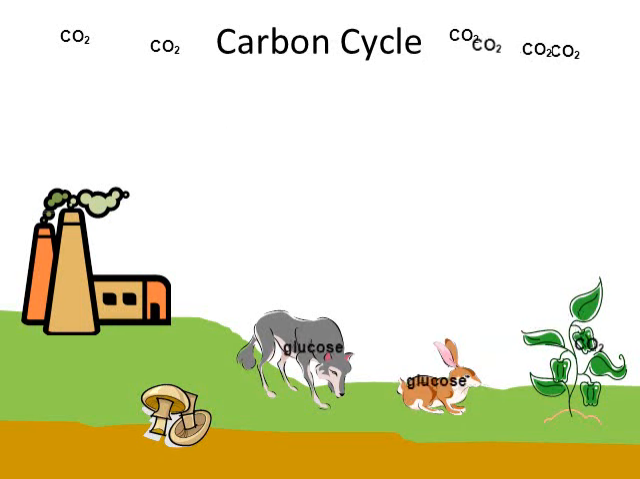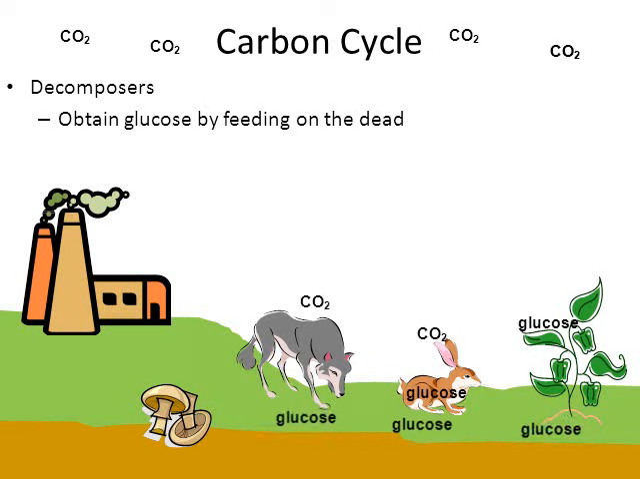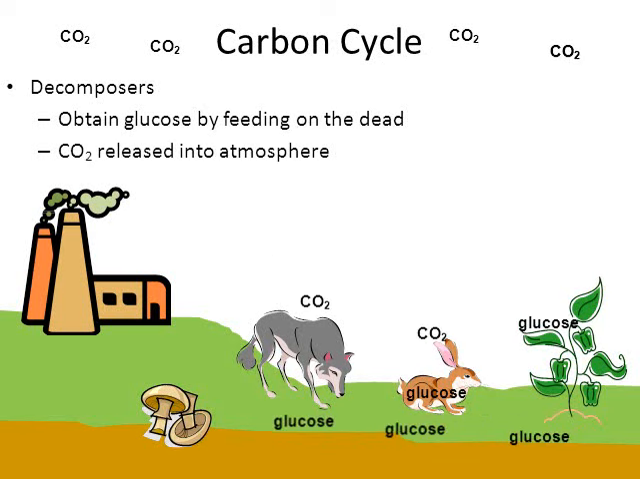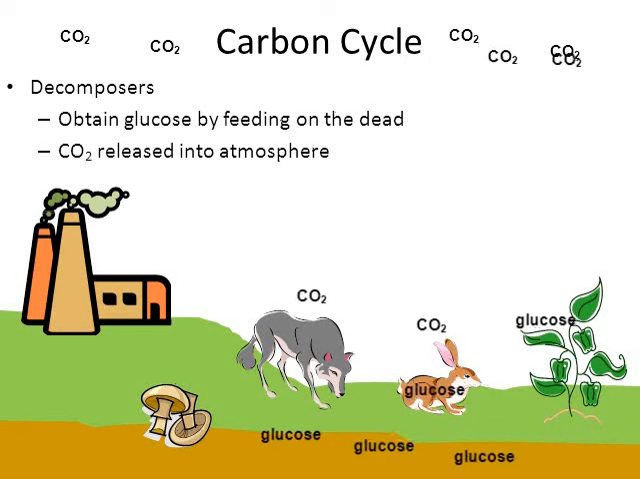Before we finish this up, I want to mention, of course, the role of the decomposers. They're going to obtain glucose by feeding on the dead. So in the animation, glucose from a dead wolf, from a dead rabbit, from dead plants is going to the mushrooms, which represent decomposers. And decomposers also do cellular respiration, so they too release carbon dioxide into the atmosphere. So now we have a full cycle involving autotrophs, heterotrophs, and decomposers.